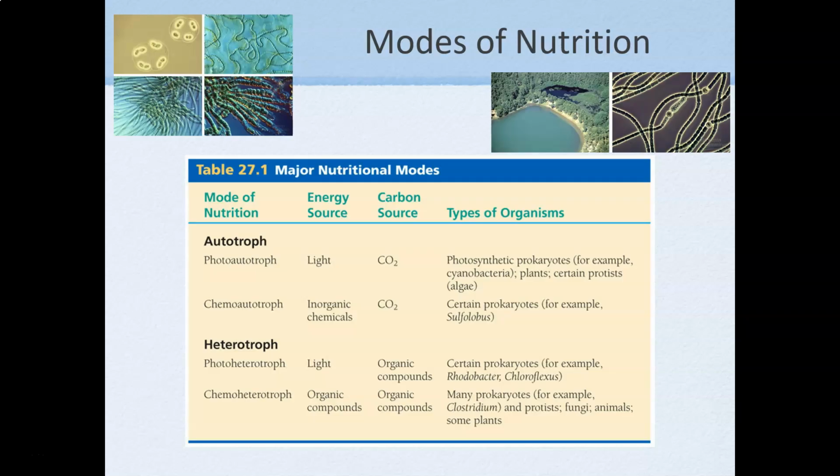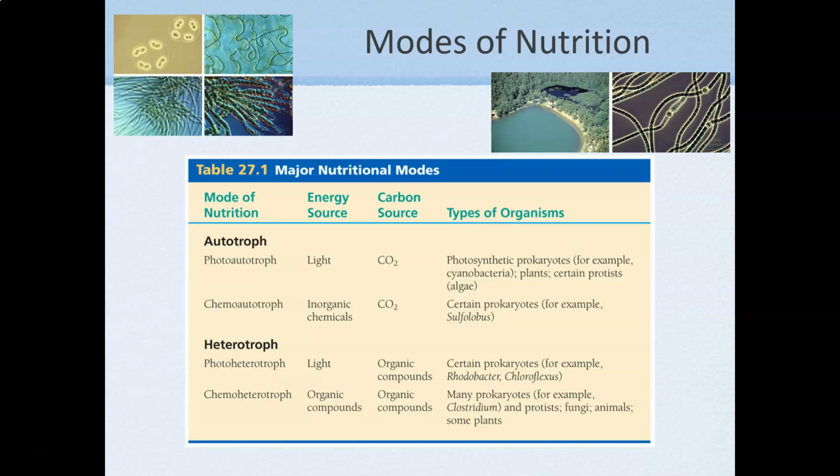So when we use this, we can talk about basically four major modes of nutrition. If they're autotrophs, they can be photoautotrophs, so they're using carbon dioxide, but light is their energy source, so they're photosynthetic. Things like cyanobacteria, and plants would also fall into that category outside of bacteria.